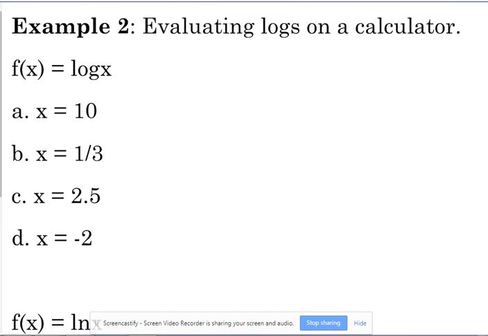Let's look at evaluating logs on our calculator. So let's start with the function, just the log of x, the common log of x. If x equals 10, we can do this one without our calculator because the base is understood to be 10, so 10 to what power is 10? This answer is 1, f of 10 equals 1.